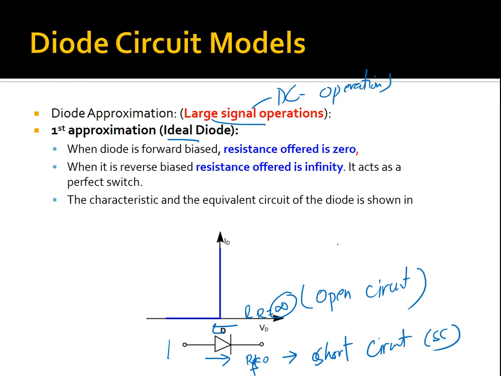If I want to draw the IV characteristics graphically, as soon as I supply voltage, the current, the I_D current, will start flowing, and when there is no voltage, there is no flow of current. So this is the ideal diode. We usually model it in this form.